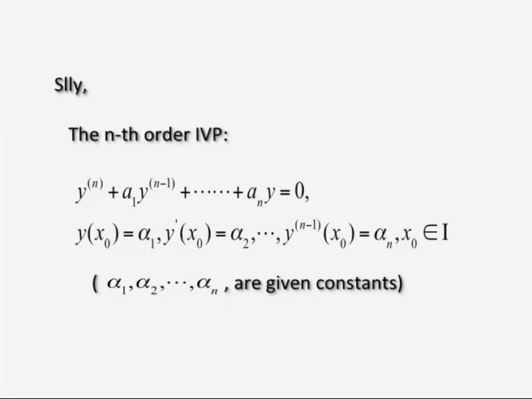Similarly, the nth order initial value problem is y power n plus a1 y power n minus 1 plus and so on plus an y is equal to 0 as the differential equation. Here the given n initial conditions are y of x naught is equal to alpha 1, y dash of x naught is equal to alpha 2 and so on, y power n minus 1 of x naught is equal to alpha n. Here alpha 1, alpha 2 and so on alpha n are given constants. x naught is a single point as well as the initial point.